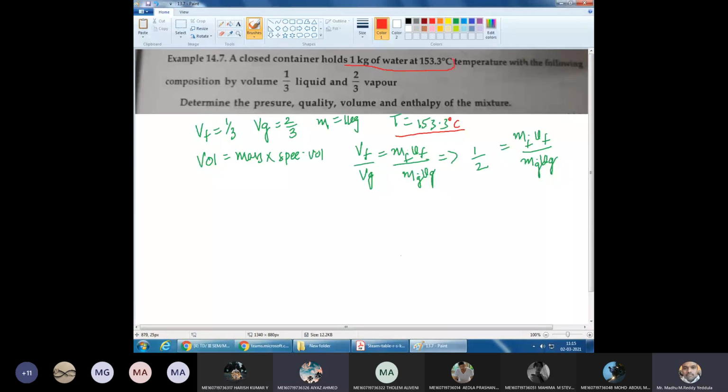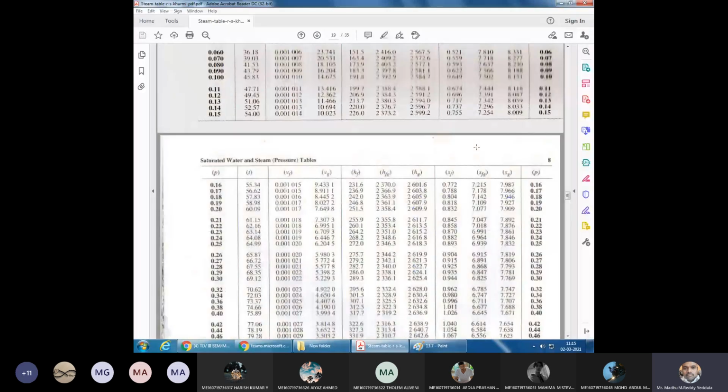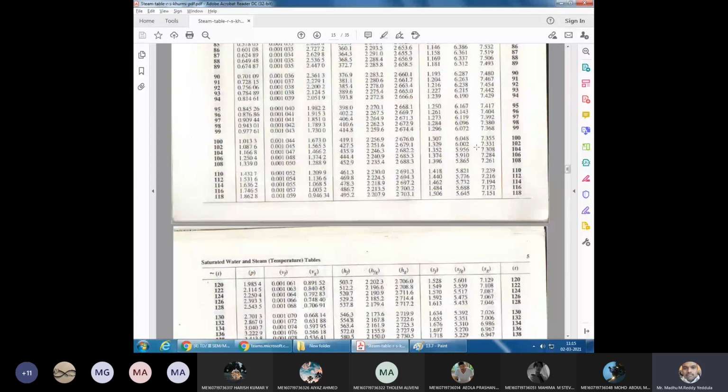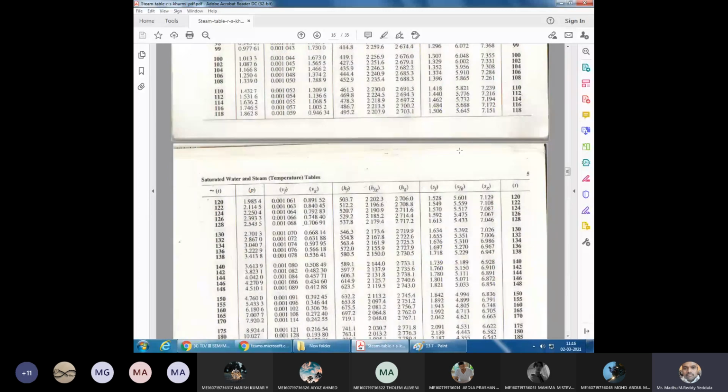1 kg of water. See the question. 1 kg of water at 153 degrees. I should refer to the saturated water and steam table only. First, you should know corresponding to the saturation temperature what the saturation pressure is. Right, let's go to the steam table. Saturated water and steam table based on the temperature, first table. So temperature is given as 153.3 degrees, right?